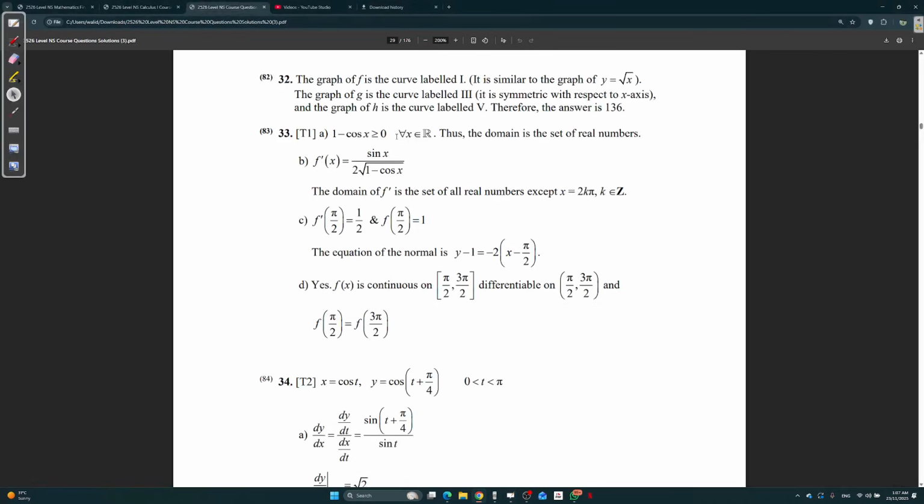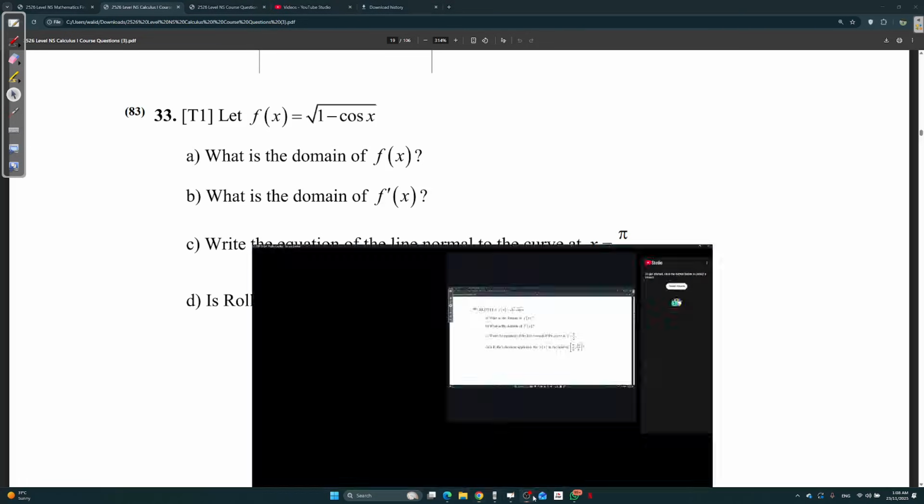So is that how I did it here? Yeah, so the domain is set of real numbers. You can just say the domain is all real numbers. That's completely fine.